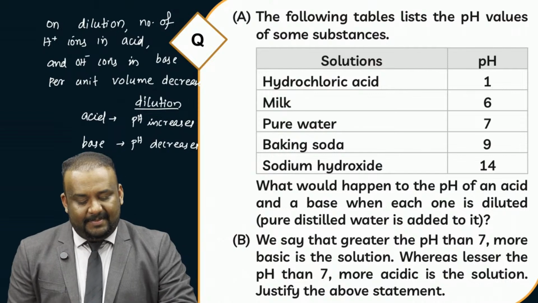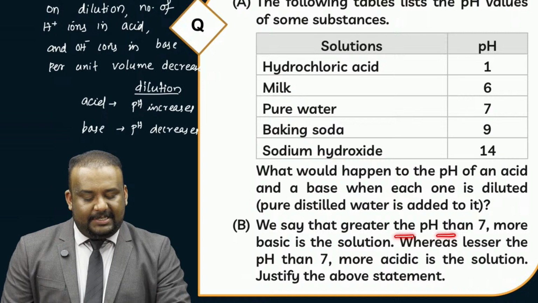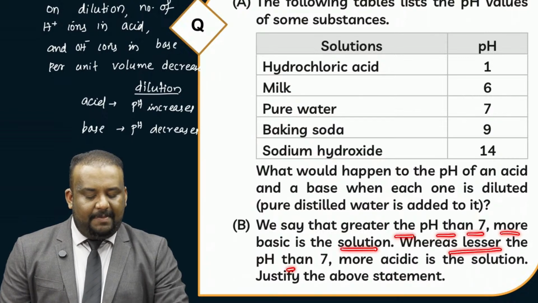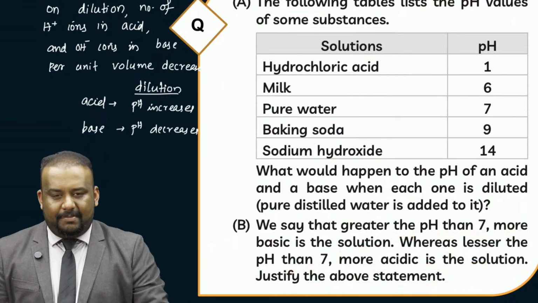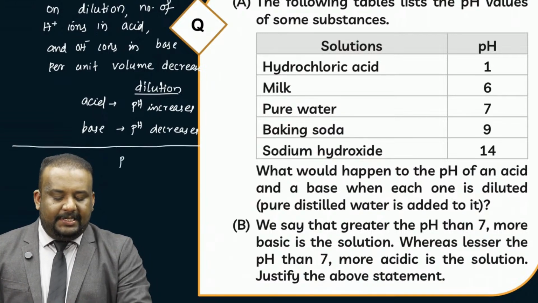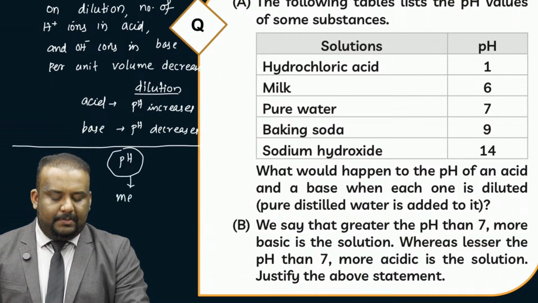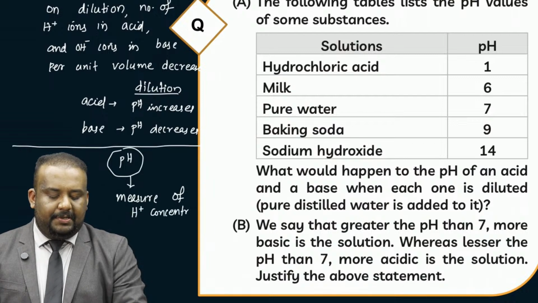Right. So the next one, we say that greater the pH than 7, more basic is the solution, whereas lesser the pH than 7, more acidic is the solution. Justify the above statement. See, you know that pH is a direct measure of which type of ion? Measure of H plus ion concentration.